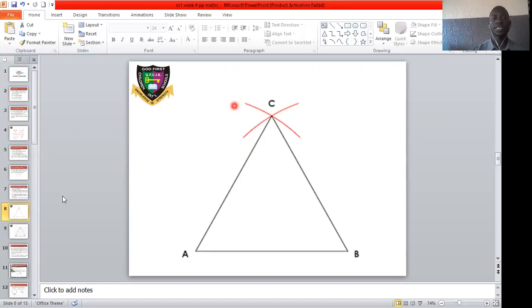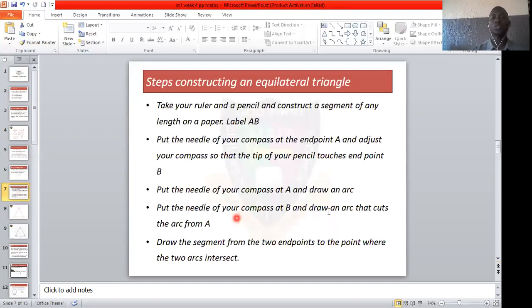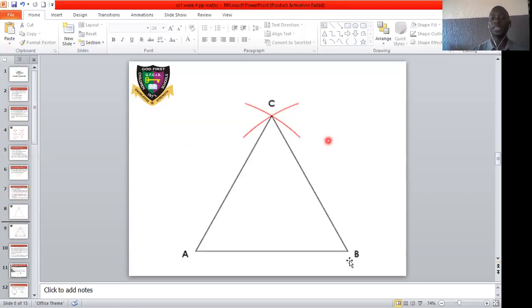It says again, with the same radius, place the needle of your compass at B and draw an arc that cuts the arc from A. So if this is the arc from A, and this is your B, with the same radius, draw an arc that cuts the arc drawn from A. So you have this dimension.